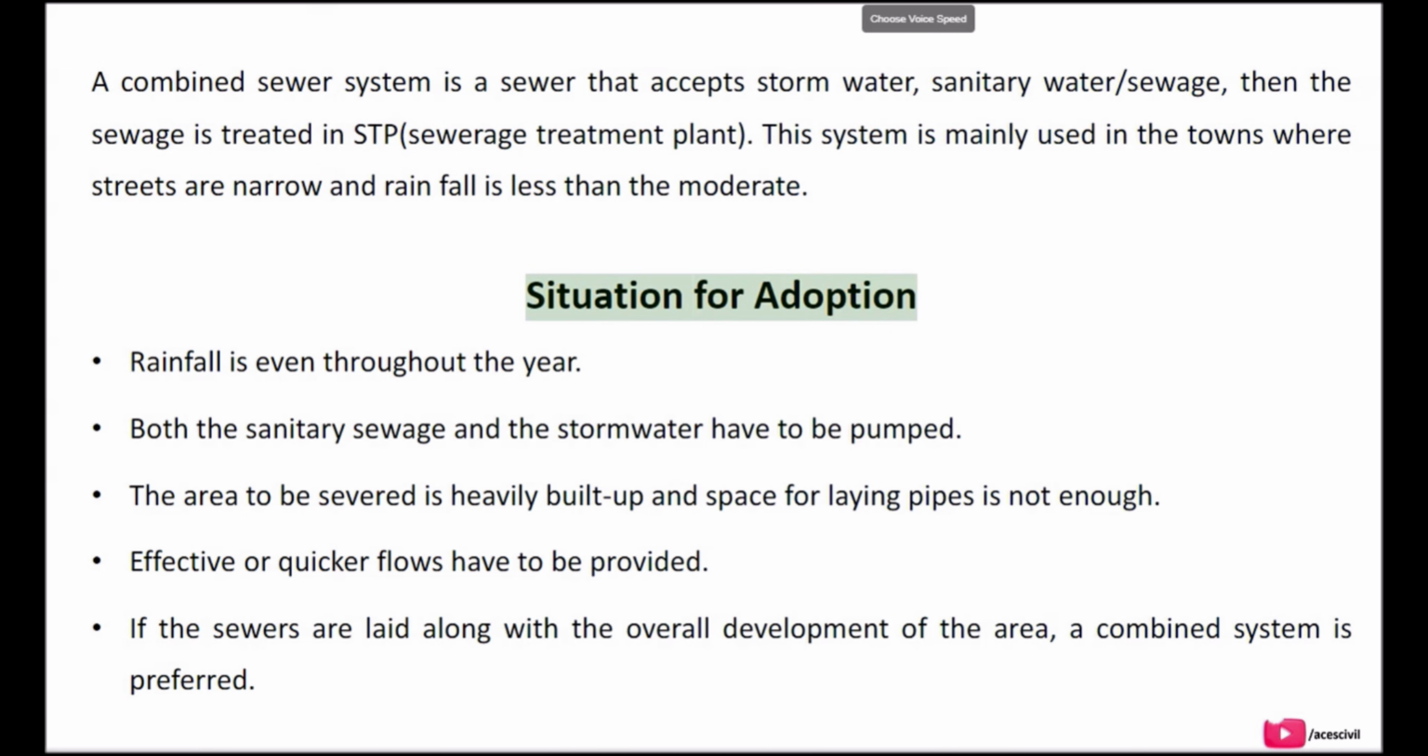Situation for adoption. Rainfall is even throughout the year. Both the sanitary sewage and the storm water have to be pumped. The area to be sewered is heavily built up and space for laying pipes is not enough. Effective or quicker flows have to be provided. If the sewers are laid along with the overall development of the area, a combined system is preferred.